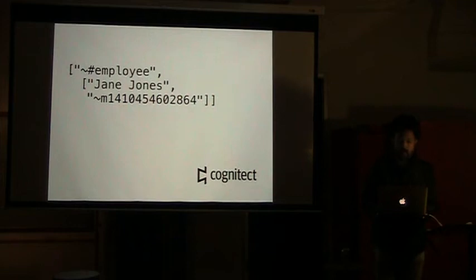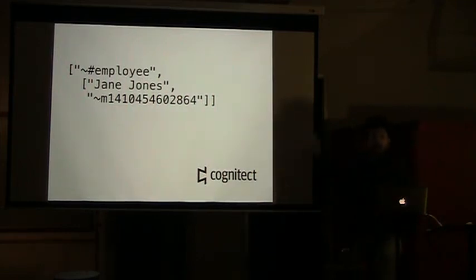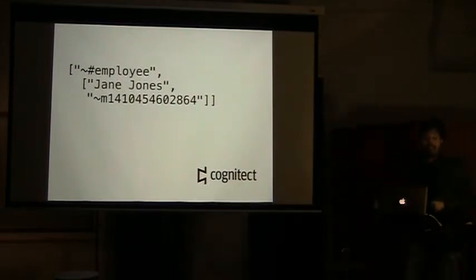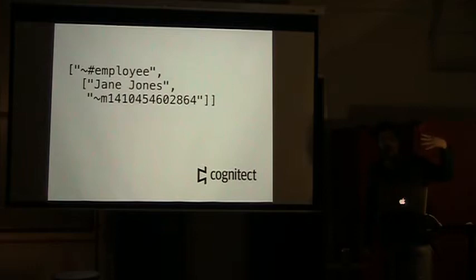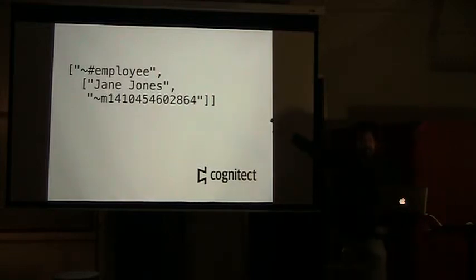Okay. So this is just showing a recursive example. Imagine I want to extend transit. I want to represent employee records, right? I'm programming in Ruby, and I have an employee class, and I want to be able to go transit and code, and get this, which is a tagged value.